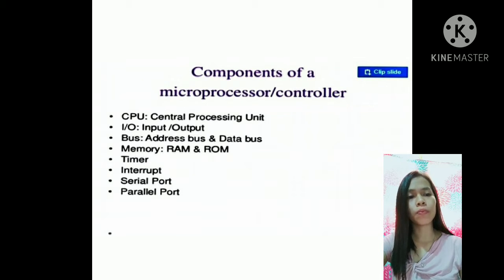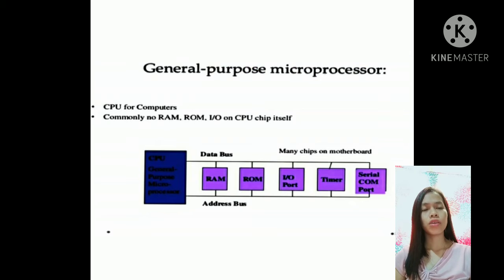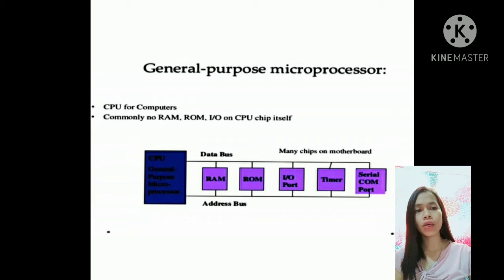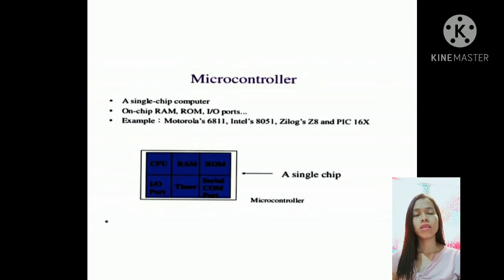The CPU or central processing unit, I/O input or output, bus, address bus and data bus, memory, RAM and ROM, timer, interrupt, serial port, and parallel port. So the general purpose microprocessor: CPU for computers, commonly known RAM, ROM, I/O on CPU chip itself. So the microcontroller: a single chip computer, on-chip RAM, ROM, and I/O ports or input or output ports. Example, Motorola's 6811, Intel's 8051, Zilog's Z8, and PIC 16X.